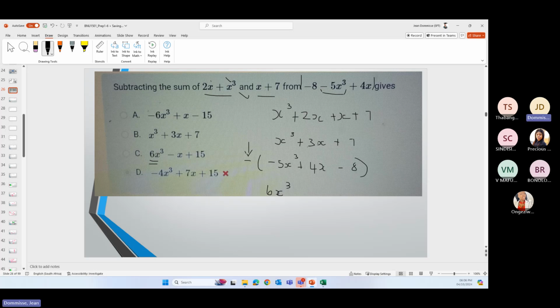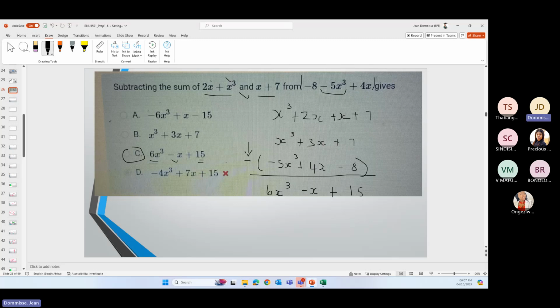Then 3x, minus times the plus is a minus, so 3x minus 4x gives us minus x. So let's just see, that's also correct. And then minus times a minus becomes a positive, so 7 plus 8 is plus 15, which again shows us that option C is the correct one.